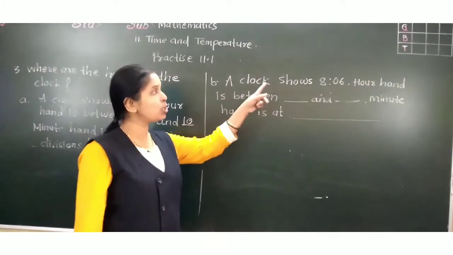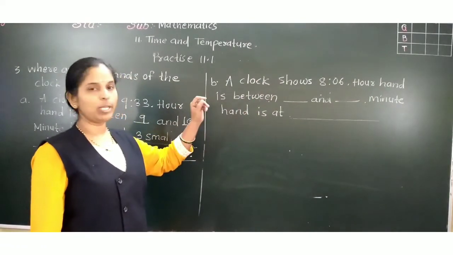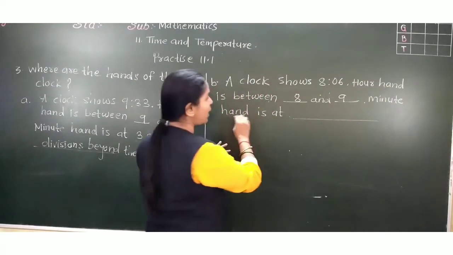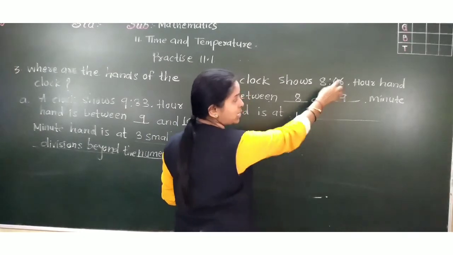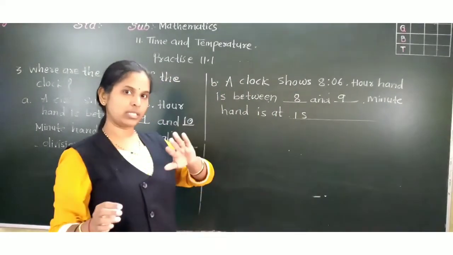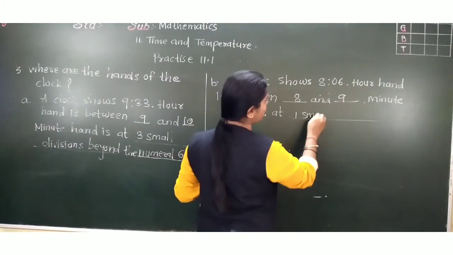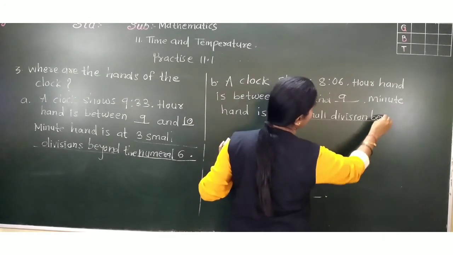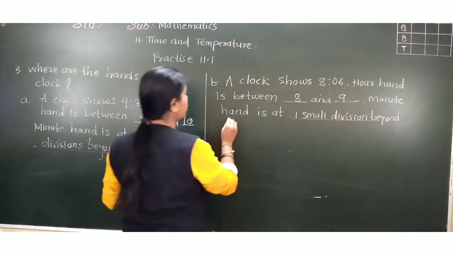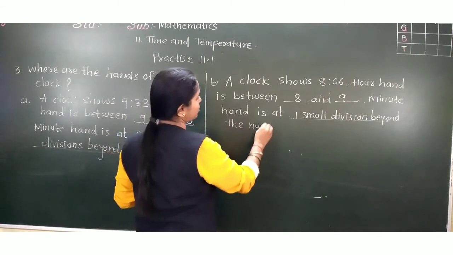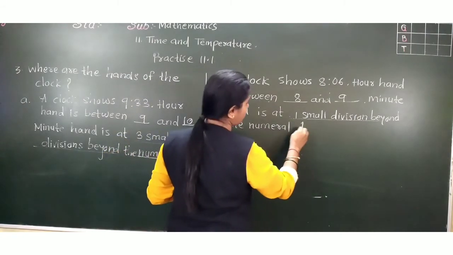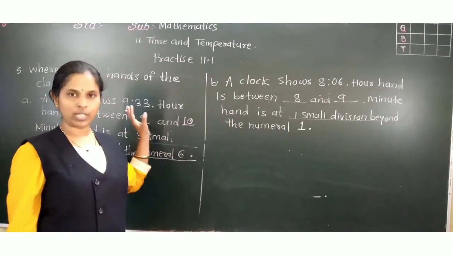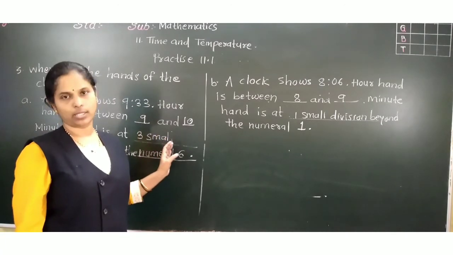Next, a clock shows 8:06. So our hand is between 8 and 9, 8 o'clock over. Minute hand is at 1, now 6. So 5 plus 1, 6. That is 1 small division beyond the numeral 1, because 1 5 is 5 and plus 1, 6. In this way, if the question asks, we have to write the answer.